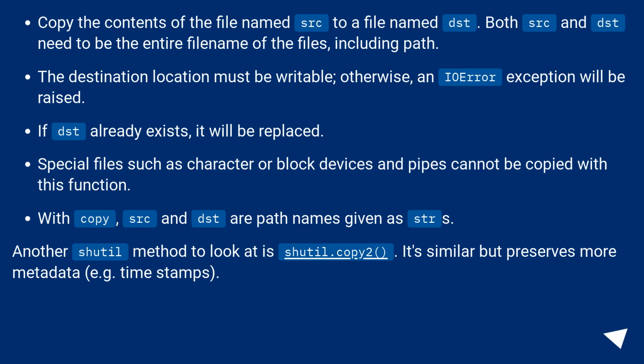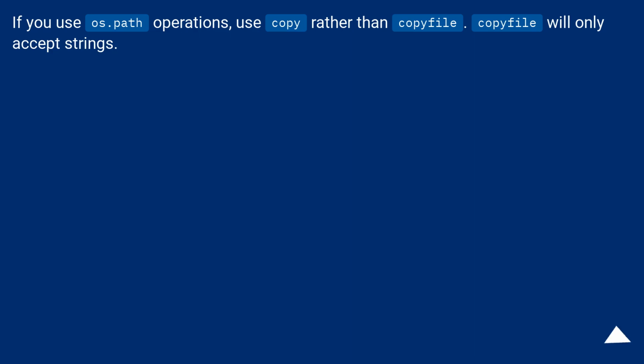Another shutil method to look at is shutil.copy2. It's similar but preserves more metadata, for example timestamps. If you use os.path operations, use copy rather than copyfile. Copyfile will only accept strings.